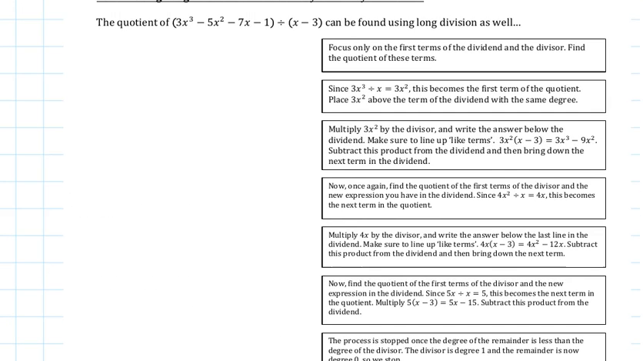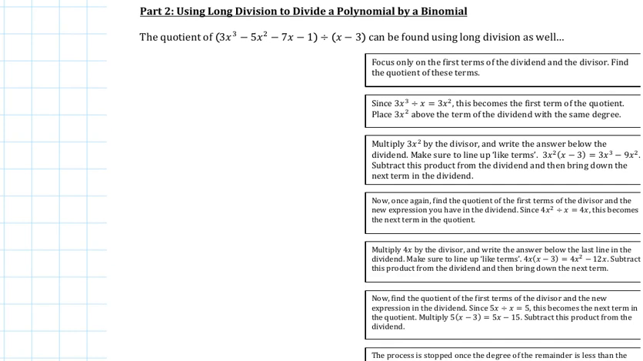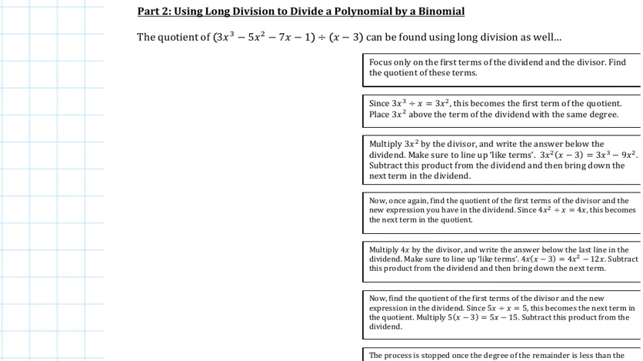Now, how do I use long division to divide polynomials by binomials? I'm going to set it up exactly the same way. You're trying to find the quotient of 3x cubed minus 5x squared minus 7x minus 1 divided by x minus 3. So we're going to set it up. The dividend is right here.